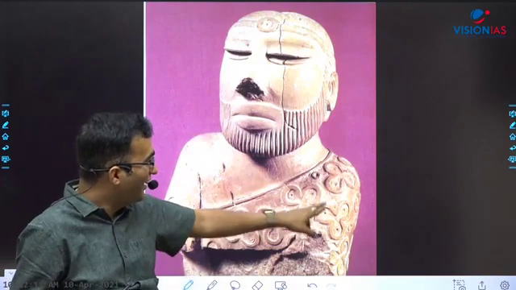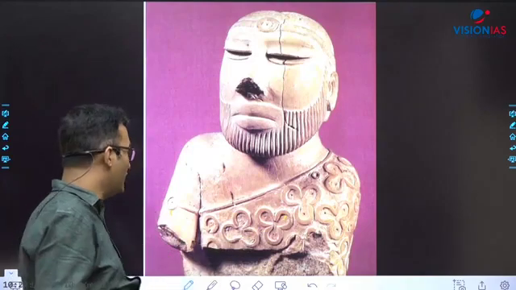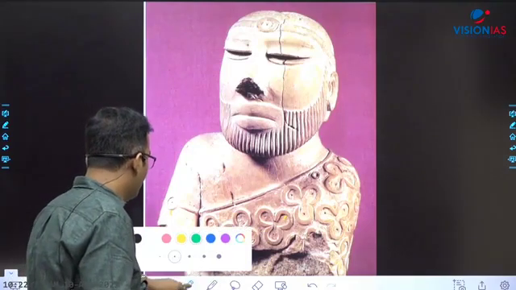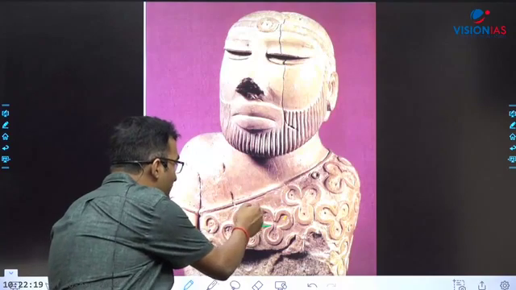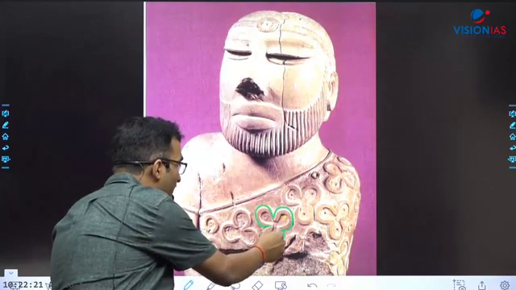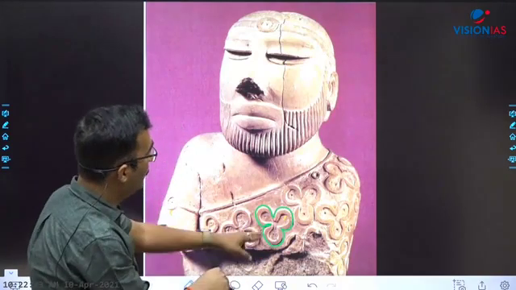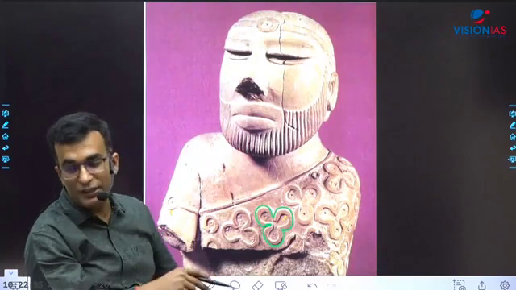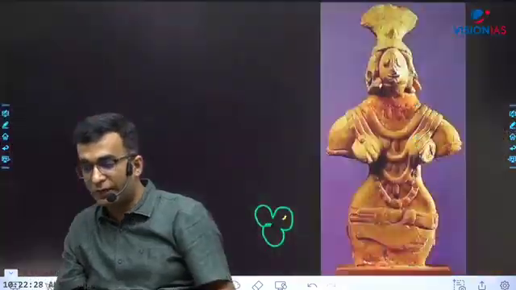Moreover, you see that he has a Virat Kohli style of beard, and he is wearing a trefoil pattern shawl. What is trefoil? Trefoil means three leaflets. So this is the image of the bearded priest.